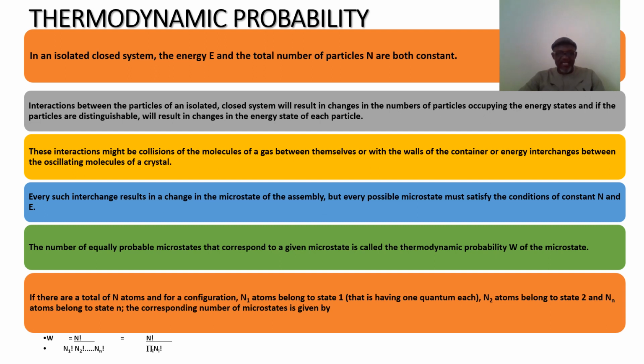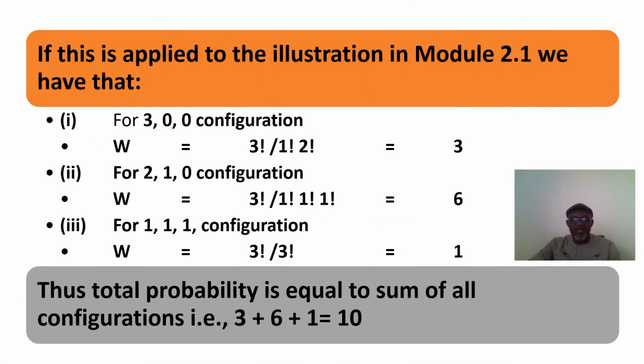So, assuming there are N atoms, and we have N1 atoms in state 1, N2 in state 2, N3 in state 3, and so on up to state n. Now, this is the equation we use for W. W is equal to capital N factorial divided by N1 factorial, N2 factorial, up to Nn factorial, where small n is the total number of states that we have. Now, we want to use this to show that last illustration we did in module 2.1.